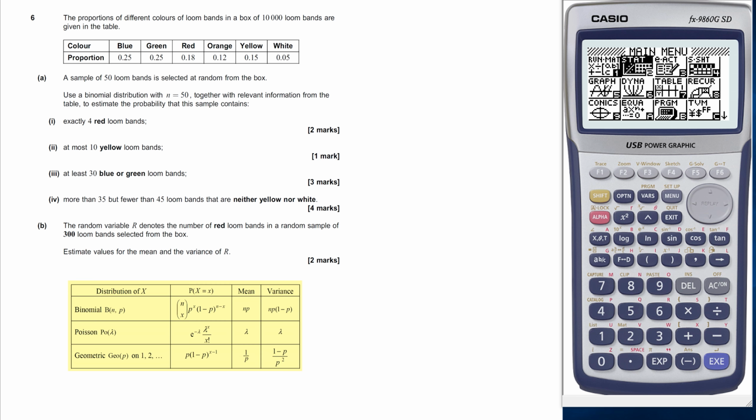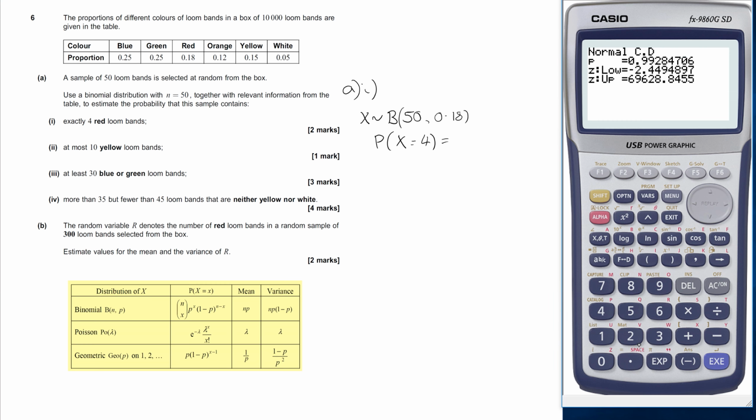So the first thing I'm going to write down is that we have got the situation where x, our variable, is binomial. There are 50 trials and the probability of a red is 0.18. So this is part A1, so let's make sure that's really clear. We are looking for the probability that our variable x is equal to 4, exactly 4 red loom bands. If I write out all this information, it makes it really clear to the examiner what I'm doing.